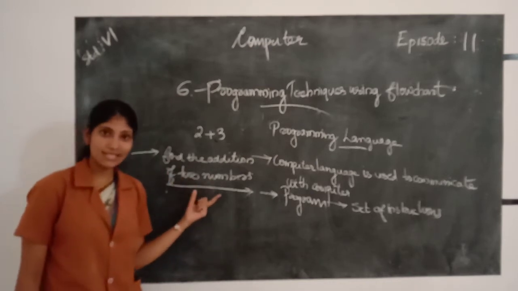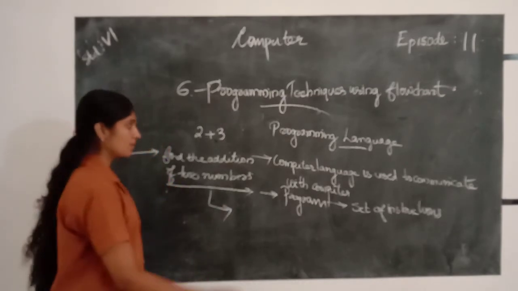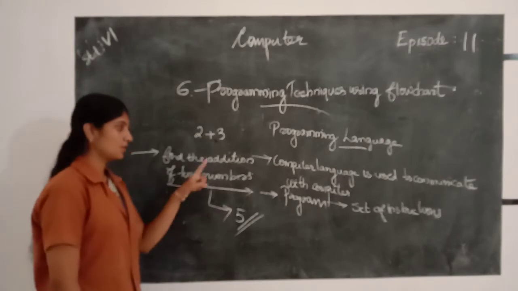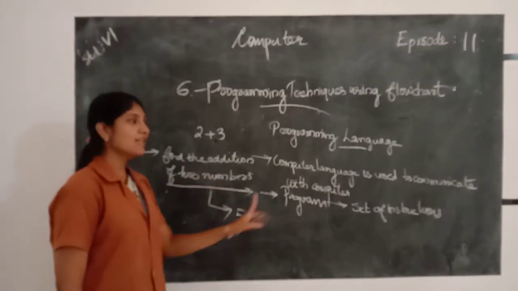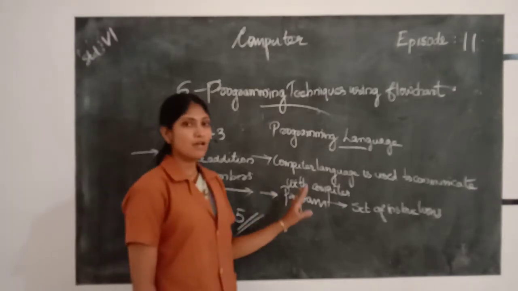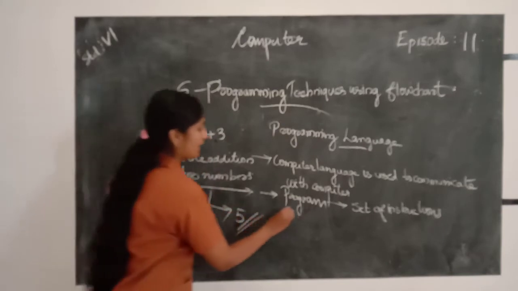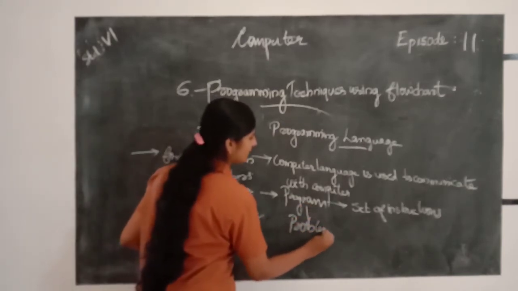We have to find the solution. So, what is the solution or output here? 2 plus 3 is equal to 5. That is the final solution. So, this is a problem and the solution is 5, right? In computer science, problem means a task.